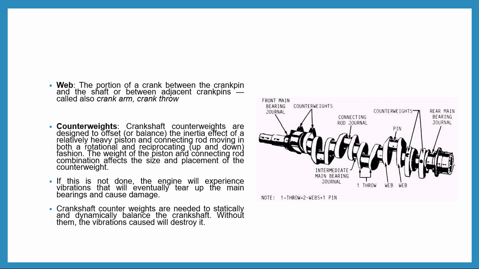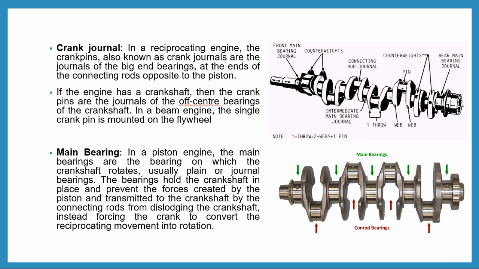Now coming to another point, that is called the crank journal. In case of a reciprocating engine, the crank pins are also called the crank journal. As you can see in this picture, these ones are the crank pins. This one is crank pin 1, 2, 3 and 4. So there are 4 crank pins, and these crank pins are also called crank journals.